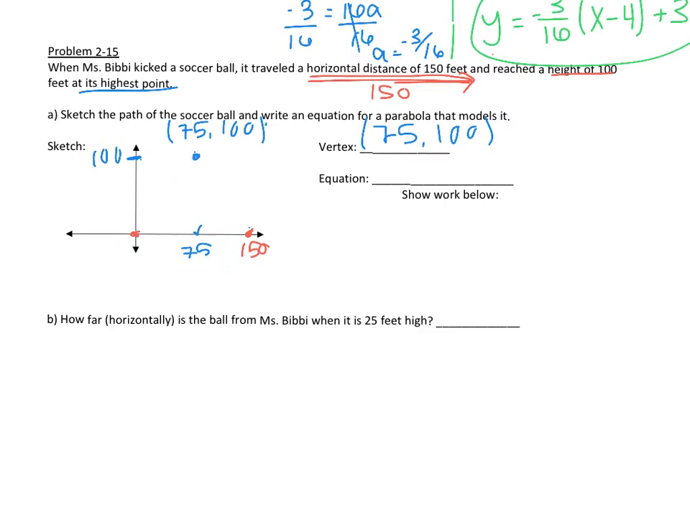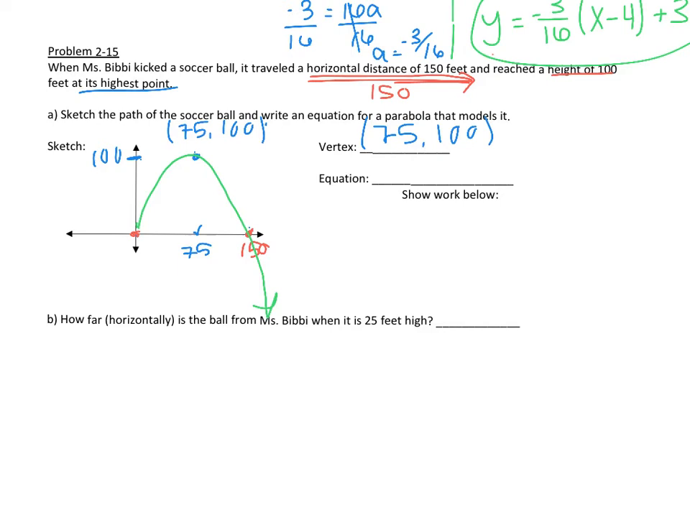Okay, so the path of this ball looked like this. Someone kicked it, it went up. Oh, that's not a good path of a ball. Okay, then it came down. All right, so this is forming a parabola that we want to figure out what the equation was.